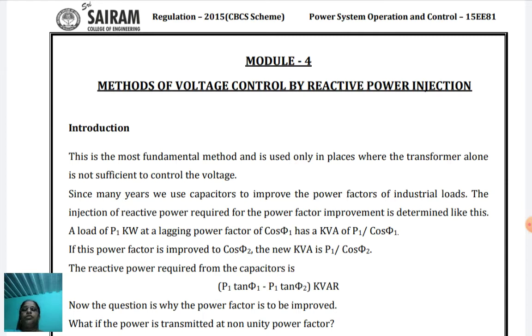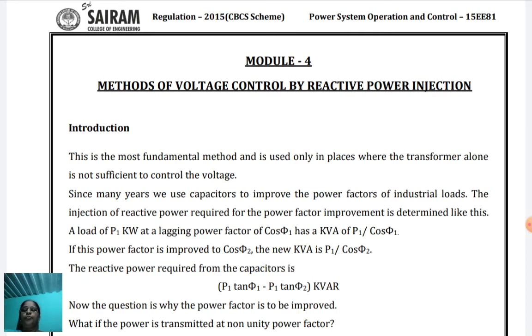This method is the most fundamental method. It is used only in places where the transformer alone is not sufficient to control the voltage. Many years ago, we used capacitors to improve the power factors of industrial loads. Therefore, the reactive power injection required for the power factor improvement is determined like this.